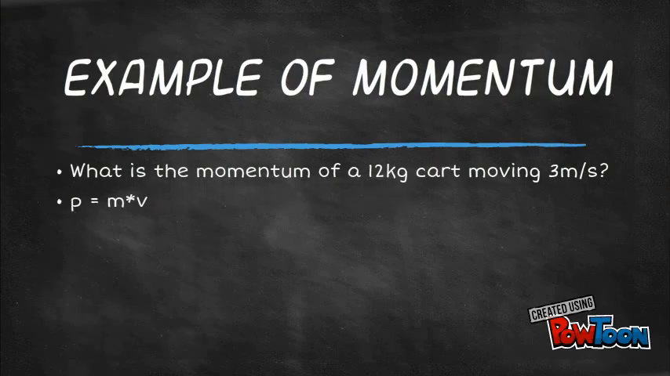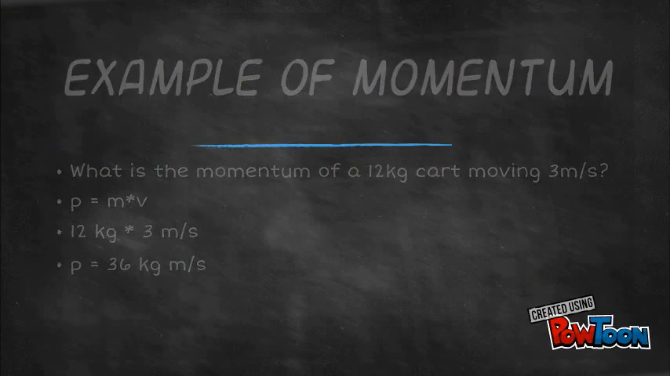Example of momentum: what is the momentum of a 12 kilogram cart moving 3 meters per second? P equals m times v. 12 kilograms times 3 meters per second. P equals 36 kilogram meters per second.